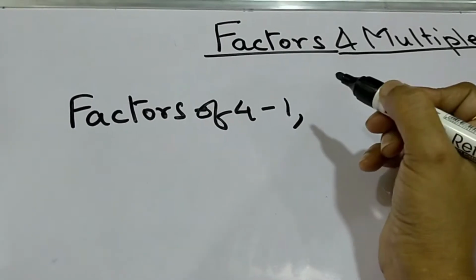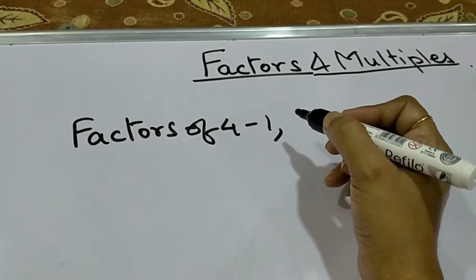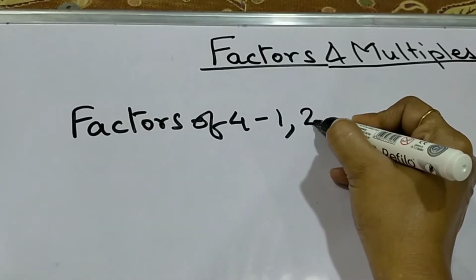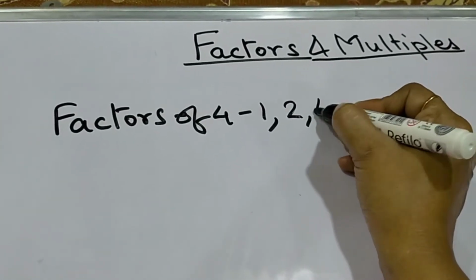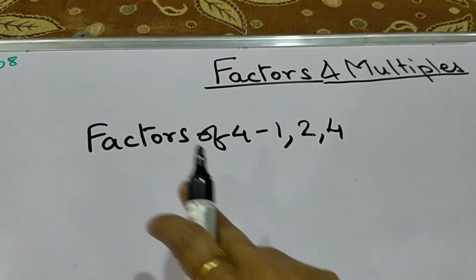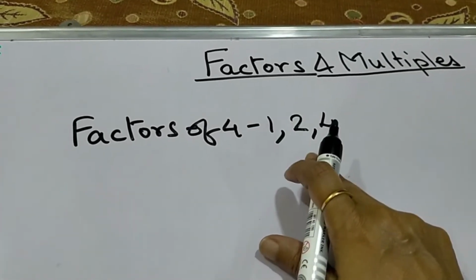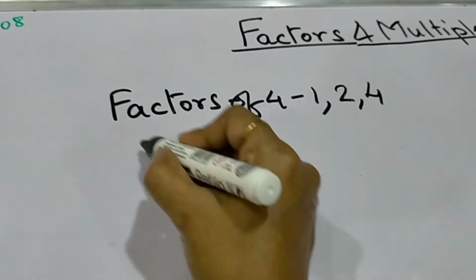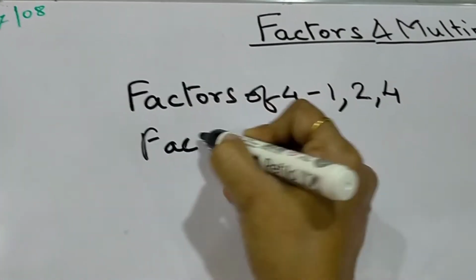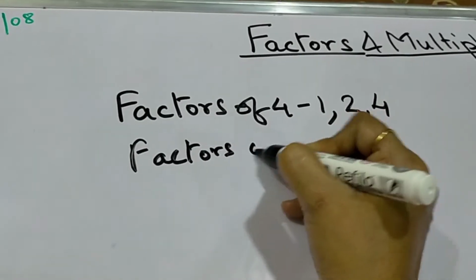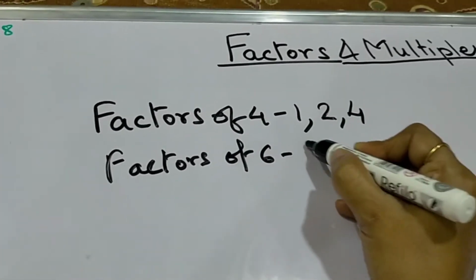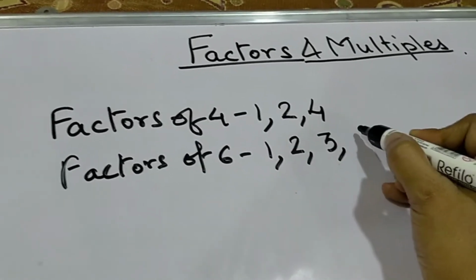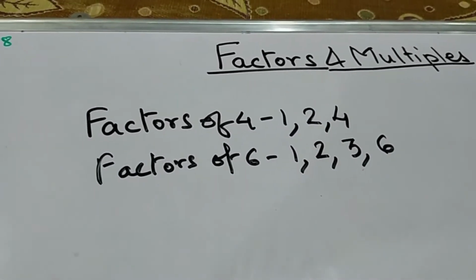So 1, because we know 1 is a factor of every number. सब का फैक्टर होता है 1. Then 2, because 2 2s are 4 and 4 1s are 4. So factors of 4: 1, 2 and 4. Suppose I am talking about factors of 6, means 6 किस किस के टेबल में आता है? Factors of 6: 1, 2, 3 and 6.